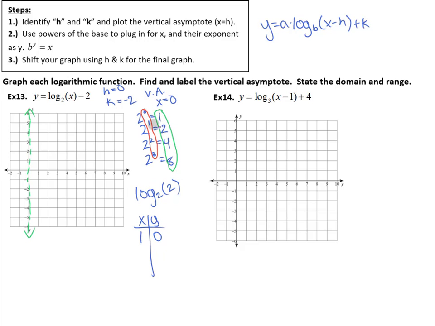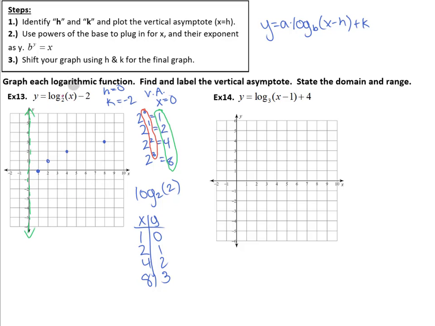If I plug in 2 for x, we get back 1. 4 for x will give me back 2. 8 for x would give me back 3, etc. So these points are on my graph if there were no shifts. I know there were shifts. We'll adjust these, but let's graph these for now. We got (1, 0), (2, 1), (4, 2), and (8, 3).